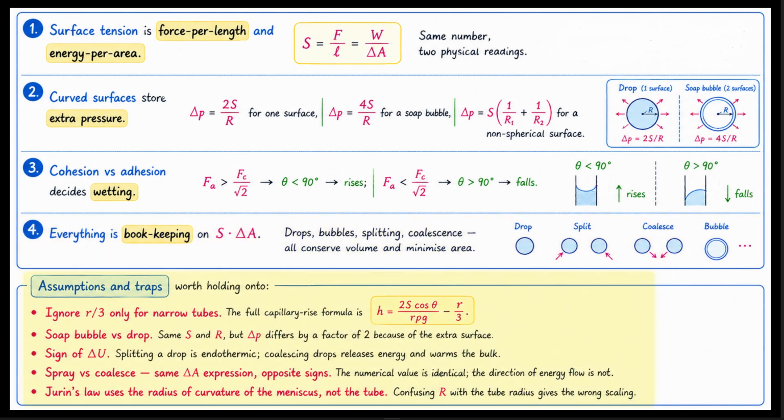A few traps to carry forward. Ignore the r over 3 correction only for genuinely narrow tubes. Soap bubble versus drop, same S and R, but the pressure jump differs by a factor of 2 because of the extra surface. Splitting a drop is endothermic. Coalescing drops releases energy and warms the bulk. The same delta theta expression describes both spray cooling and coalescence warming with opposite signs, and Jurin's law uses the radius of curvature of the meniscus, not the tube radius. Confusing the two gives the wrong scaling.